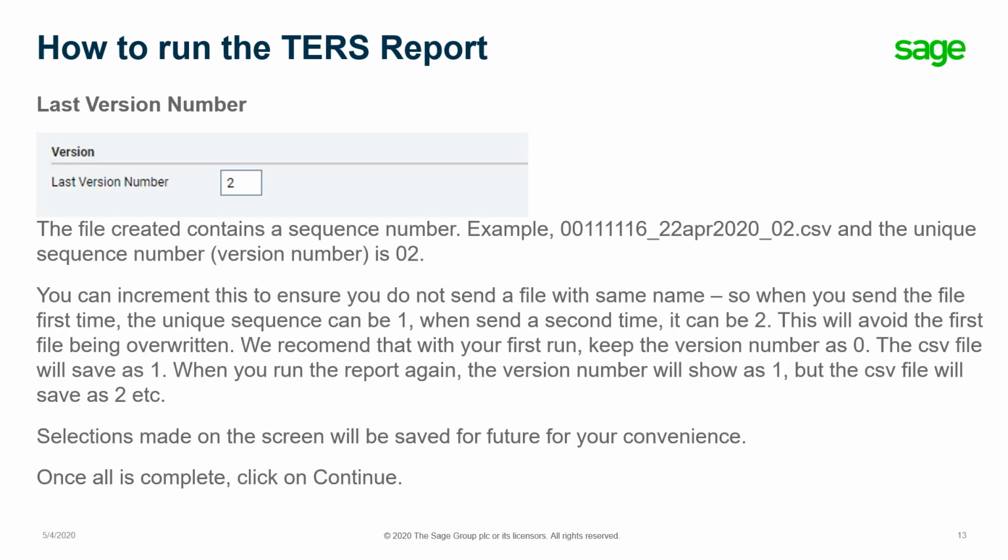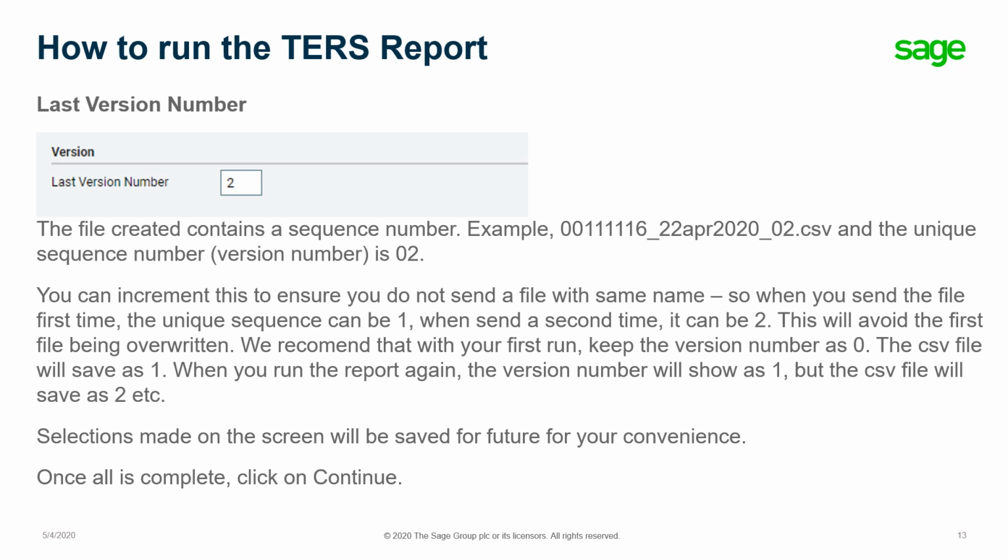The last version number. The file created contains a sequence number. As in our example, you can see that the file ends with 02.csv and the unique sequence number is 02. You can increment this to ensure that you do not send a file with the same name. So when you send the file the first time, the unique sequence can be 1, and when you send it a second time, it can be 2. This will avoid the first file being overwritten.